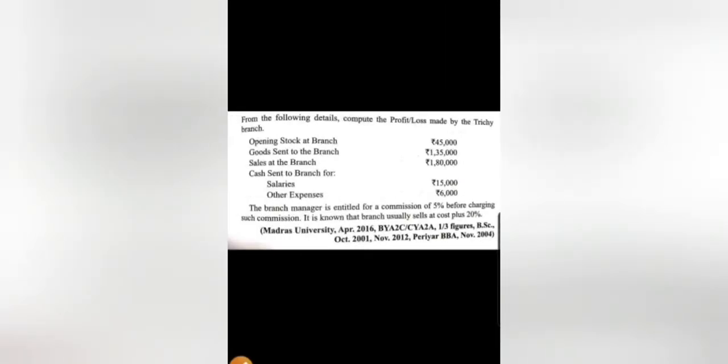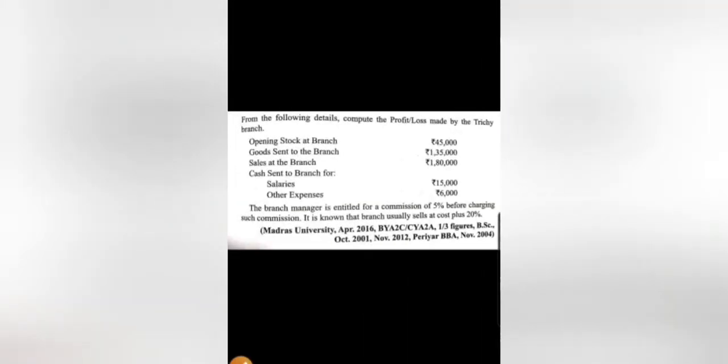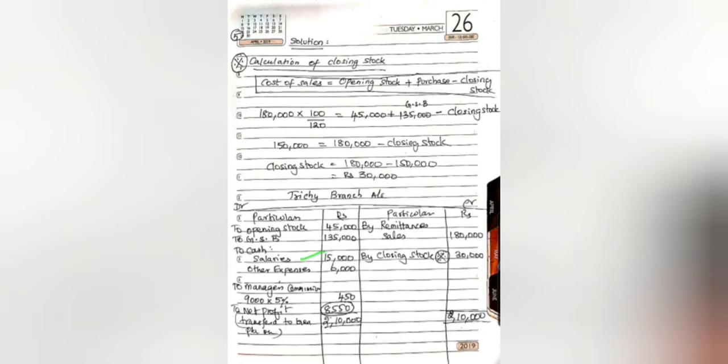Next we have sales at branch 1,80,000. That will be recorded on the credit side of the branch account. So goods sent to branch, opening stock, and sales at branch we have recorded. And we have cash sent to branch for salaries 15,000 and other expenses 6,000. So you have to record that 15,000 and 6,000 on the debit side of the branch account.